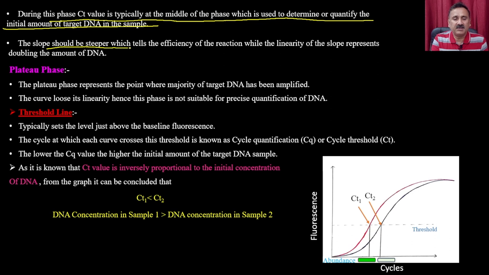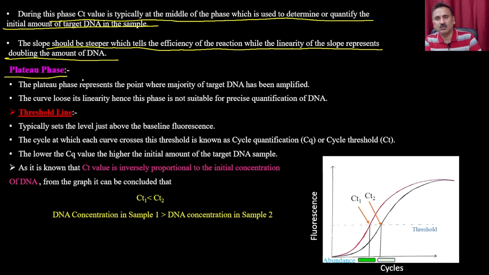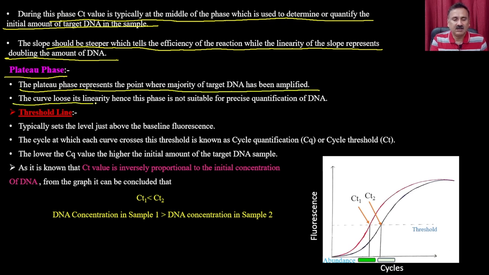The slope should be steeper, which tells the efficiency of the reaction, while the linearity of the slope represents the doubling of the amount of DNA. Then you have the plateau phase. At this stage, the system is going to get saturated and you are going to get the plateau. So, the plateau represents the point where the majority of the target DNA has been amplified. The curve loses its linearity, so it is not suitable for precise quantification of DNA.